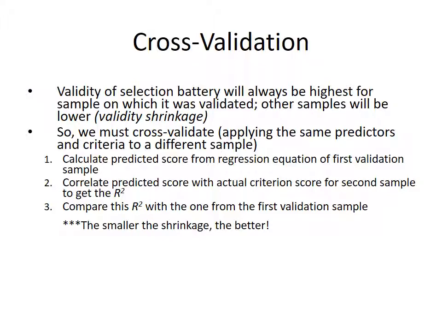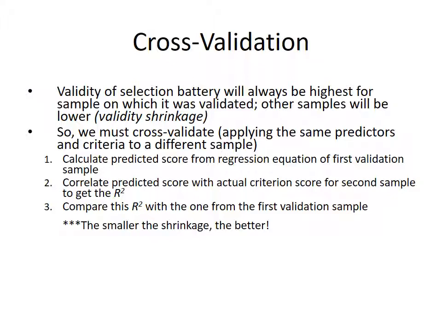After a set period of time, 6 weeks, 2 months, we get our first set of performance evaluations. We put that in, and then we look to see how correlated their actual performance is, not with their test scores, but with the prediction from their test scores. Then we compare those two effect sizes. We compare the R-square of the prediction from the first sample with this cross-validation.